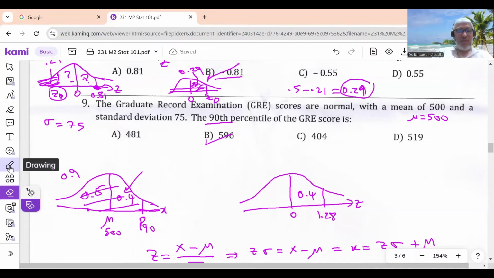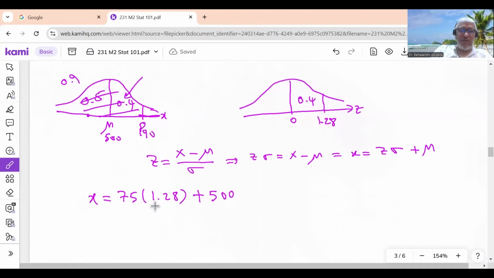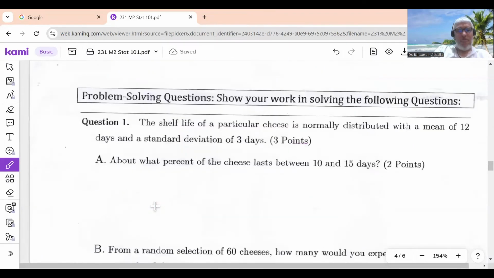The 90th percentile is better than 90% of the data. 519 is very close to 500. 596 is the best choice. So it's clear that really 596 is the 90th percentile.